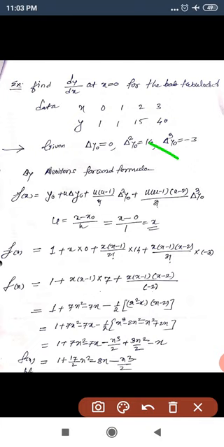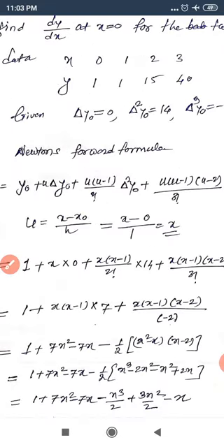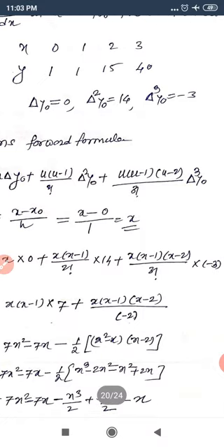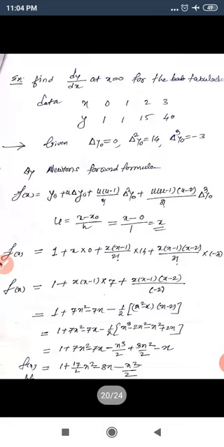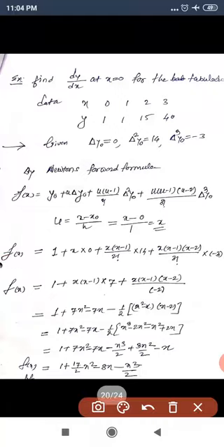So by Newton's forward formula, the del operator given is the forward operator. So y0 plus u into delta of y0 plus u into u minus 1 upon 2 factorial del square of y0, plus u into u minus 1 into u minus 2 upon 3 factorial del cube of y0. What is u? u equal to x minus x0 upon h. h equal to 1, the length of the interval 0, 1, 2, 3, 4. x0 equal to the beginning value 0, so u equal to x. Substitute the value of u as well as the values of del of y0, del square of y0, del cube of y0 here.